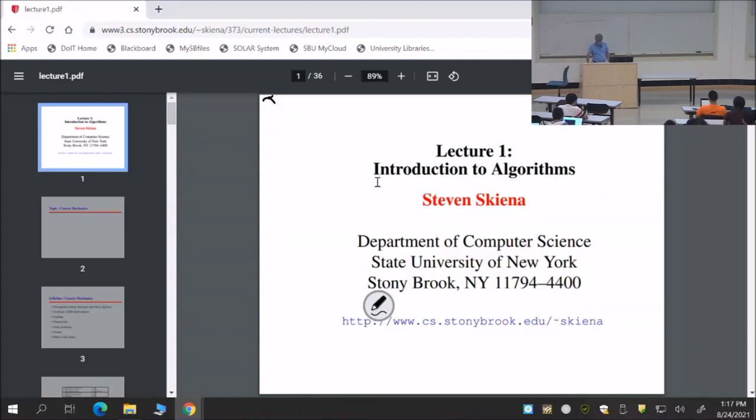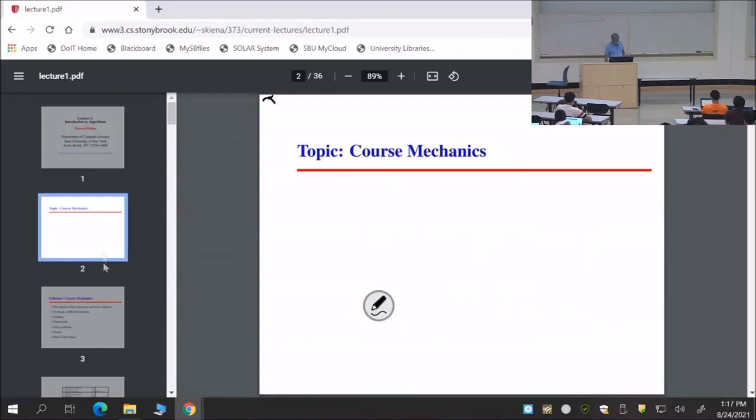That's where you'll find all the homework assignments. That's where you're going to find the syllabus, lecture schedule, the lecture notes, everything. So that's where I encourage you to look. I'm going to read some stuff off the syllabus now, but I want you to check it at some point, just to make sure. First, we're going to do the course mechanics.